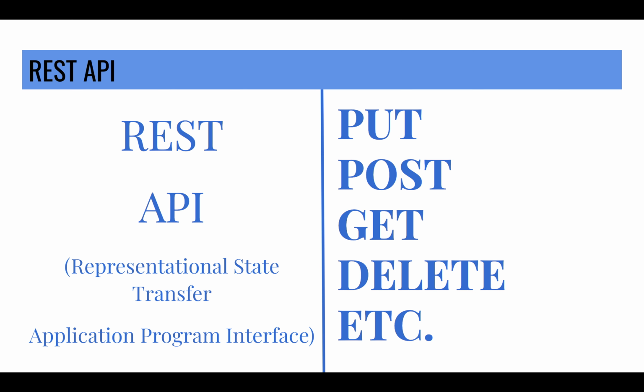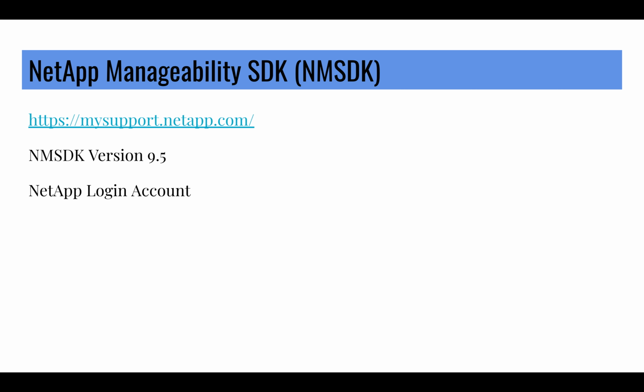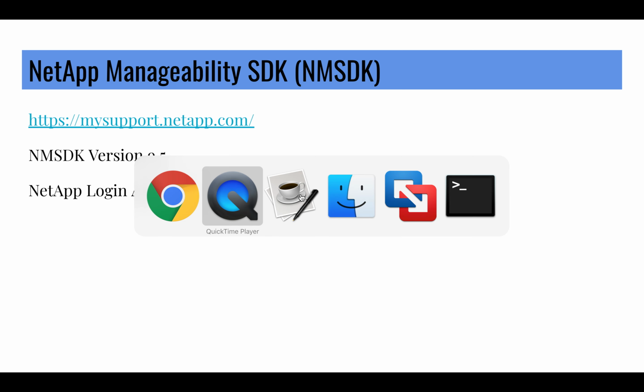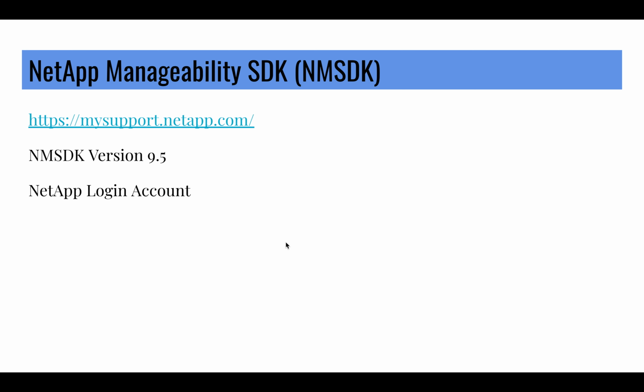We will see what different tools are needed for the ONTAP API. You can download the NetApp Manageability Software Development Kit from the mysupport.netapp.com website. I think now they have NetApp NM version 9.6 also available. So you should definitely have a login created on this website. Let me just show you how you can download this stuff.